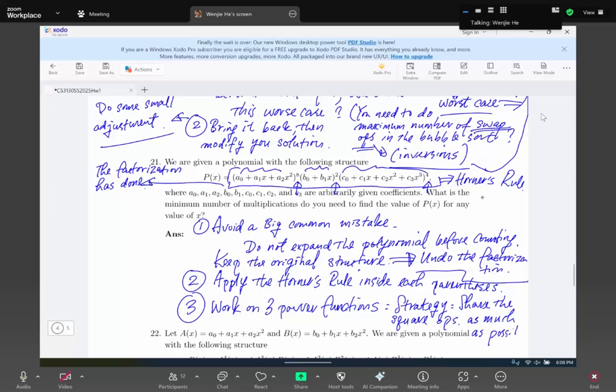Share square. Share the square operations as much as possible. So what do you mean, share square operation? Let me give you an idea. Here, let me give a simple example.